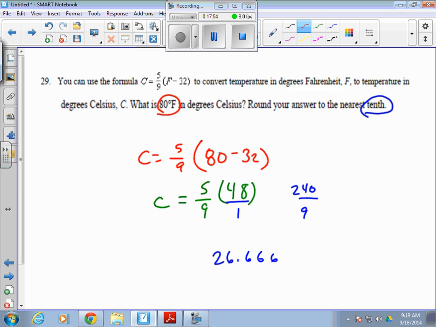That's one space past the decimal. So we want that to either become 7 or remain 6. Remember, you look at the one right after it. If it's 5 or greater, it goes up. So it's 26.7 degrees Celsius if it's 80 degrees.